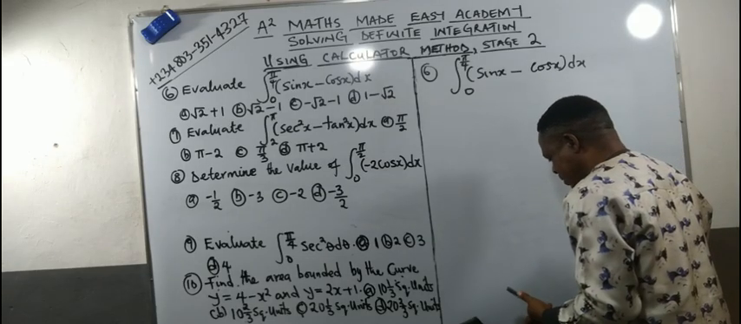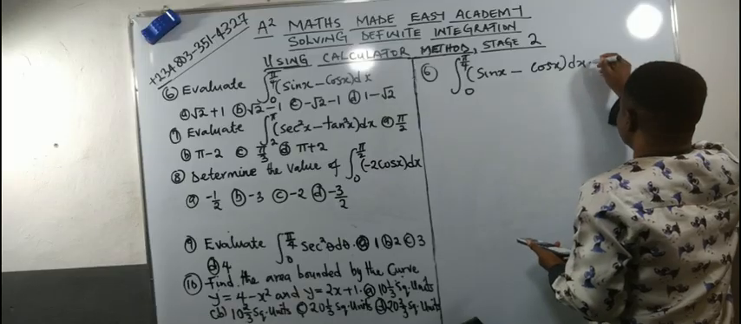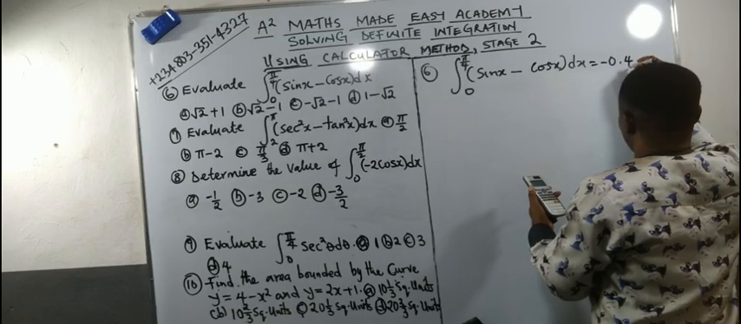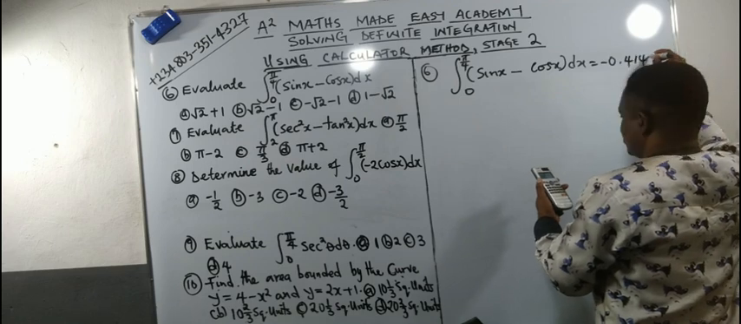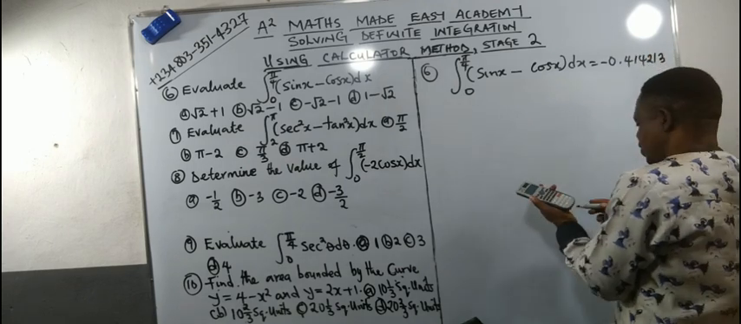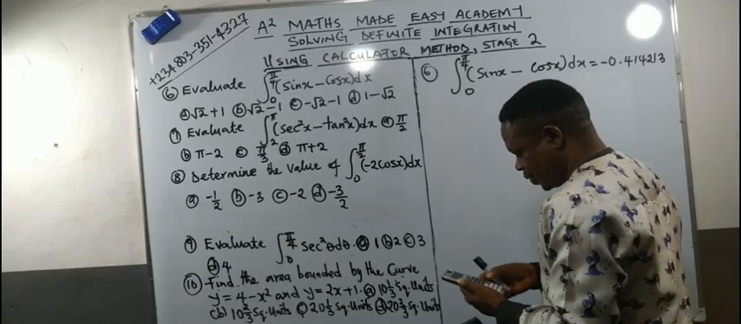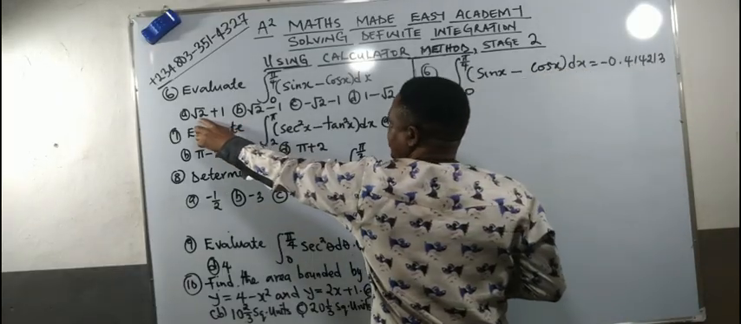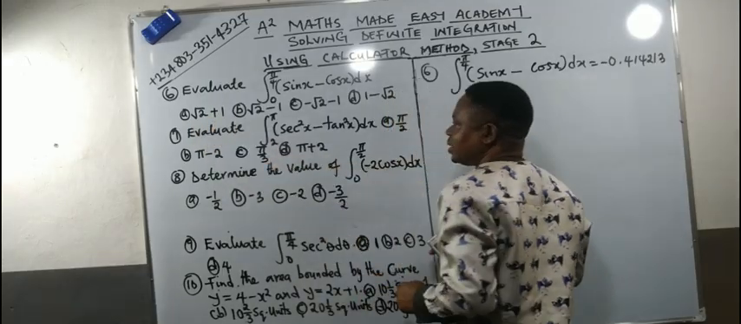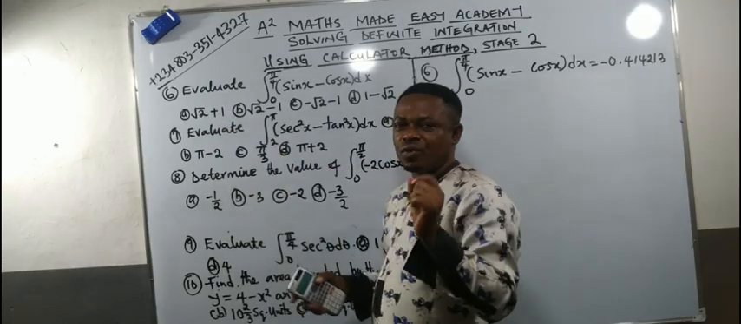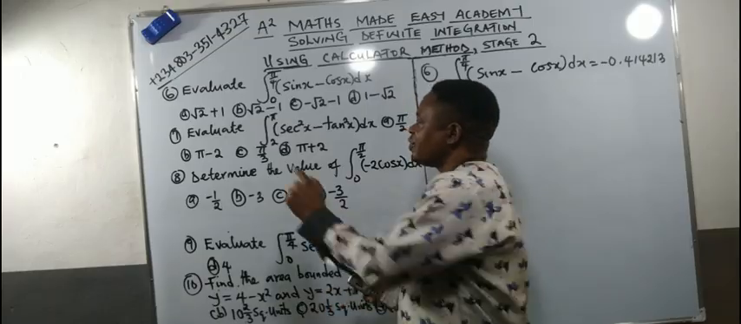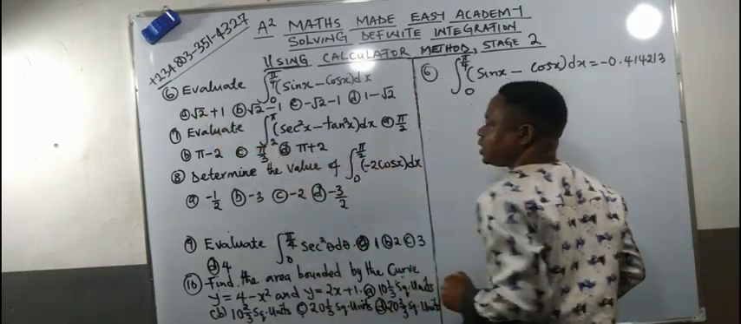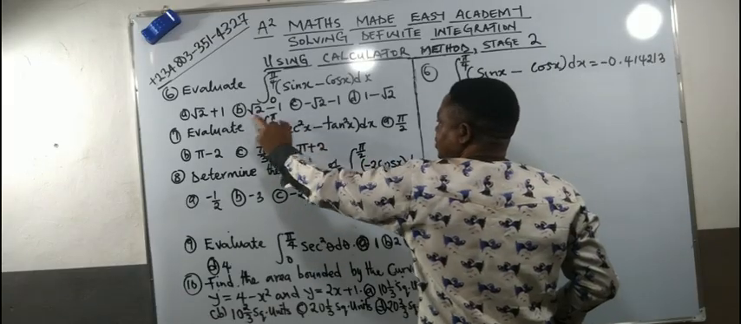If you observe the answer, you agree with me that it's not in the options, right? I said minus 0.414213. It's not in the options. So what do we do? We use the same calculator and trace it from the options. Option A says square root of 2 plus 1. You know that square root of 2, if you punch it, is 1.41 something. If I add 1, it can never give me a negative. So it cannot be option A.